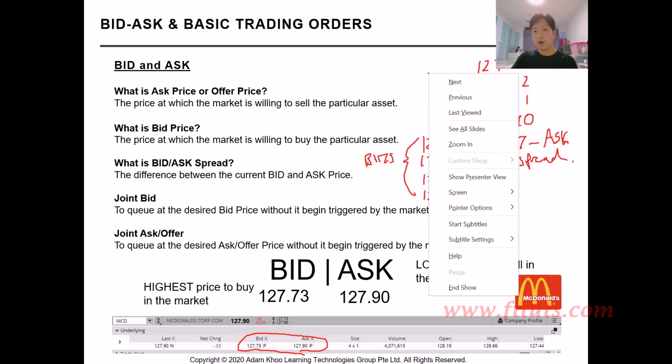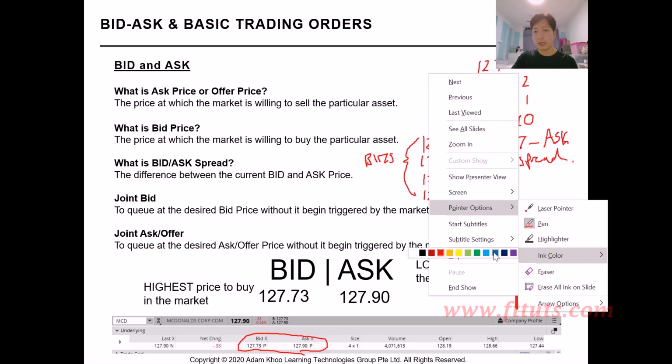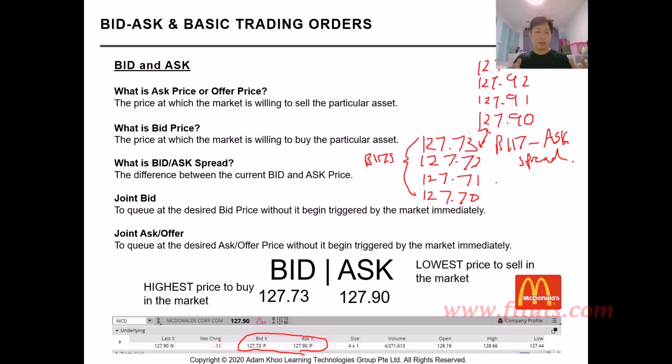There are some very basic orders that traders will use. At the end of these slides, you can read more about the basic orders that I'm going to cover in this video. Over here, just focus on what I'm going to go through first. More details on the basic orders are at the back of this handout.